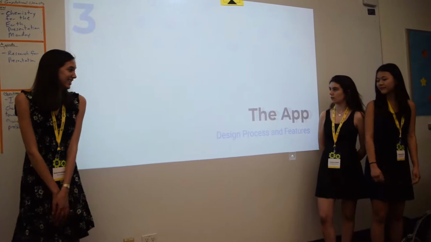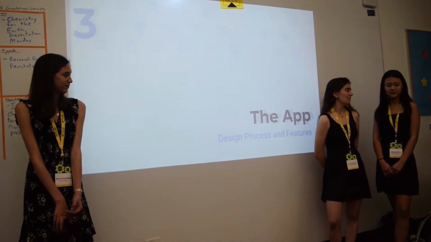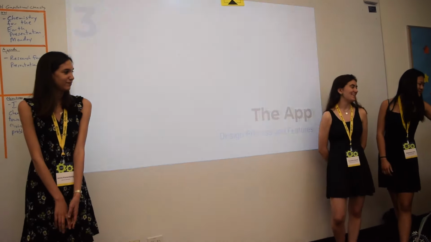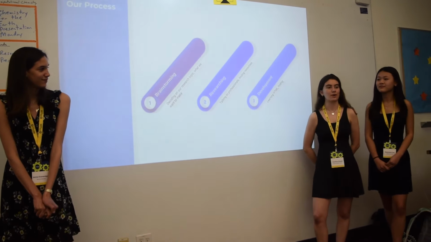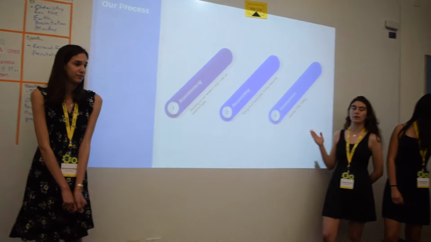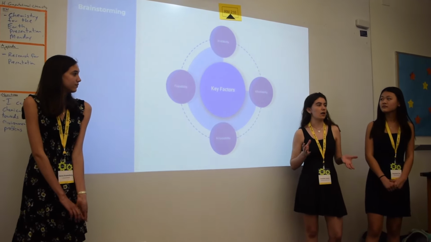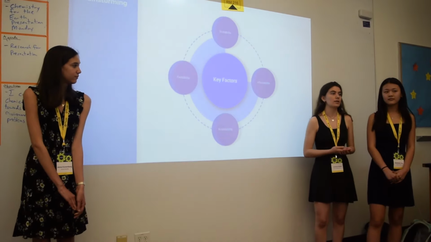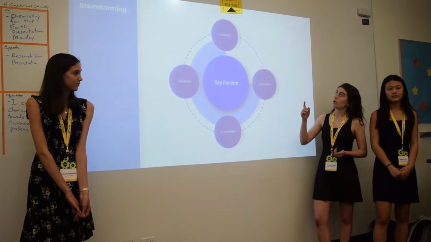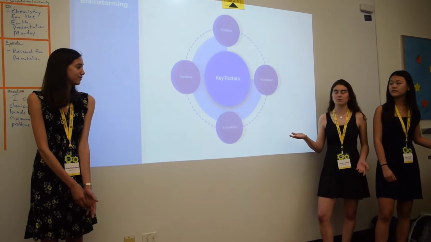Okay, so when we were developing the app, we had three major phases of our process. First we started off brainstorming, and then we went to research, and then we went to development. When we were brainstorming our app, before we even knew the style of app we were going to make, we had 4 key factors that we wanted to pinpoint. We wanted it to be very scalable, affordable, accessible, and we wanted to make sure it was feasible.